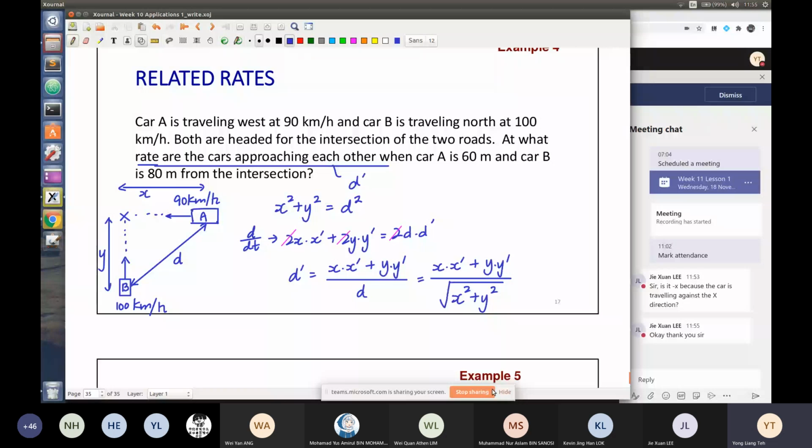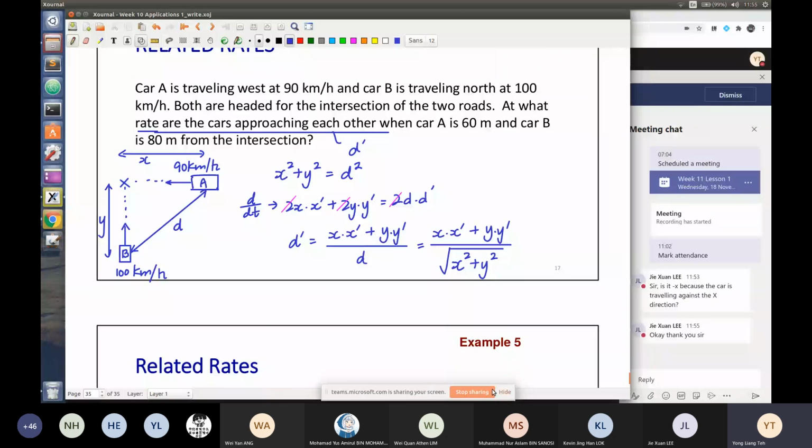Okay, remembering my square root. So you can see that I know everything inside here, because x and y are both given, and then x prime and y prime are actually given as well, because those are the speeds of travel. Okay, so hence we have to take note, like what Jason mentioned just now, that both x prime and y prime are negative.